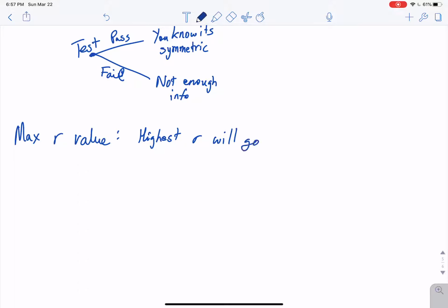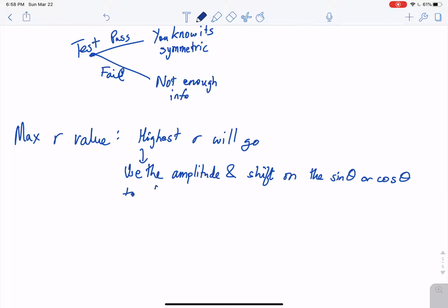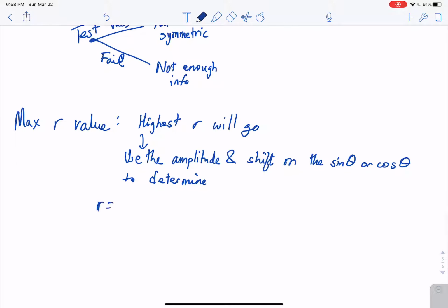So you use the amplitude and shift on the sine or cosine piece of your graph to determine this. Right, so for example, you have like R equals 10 minus 10 sine theta.